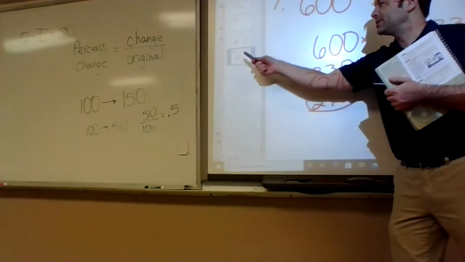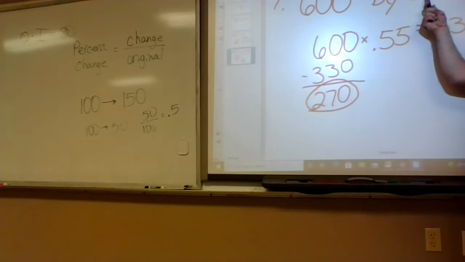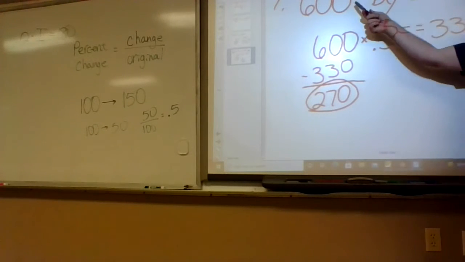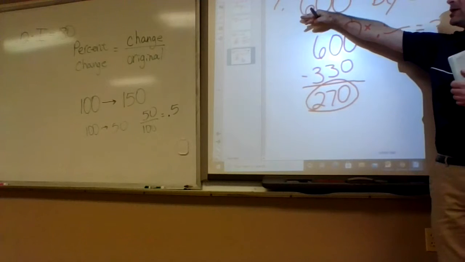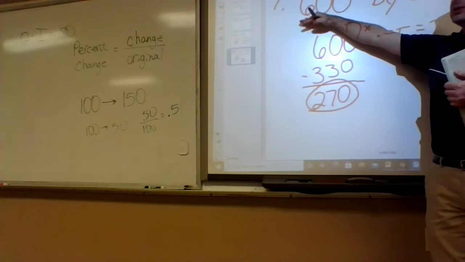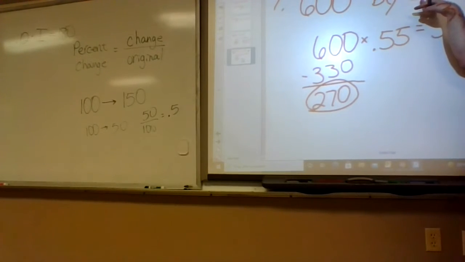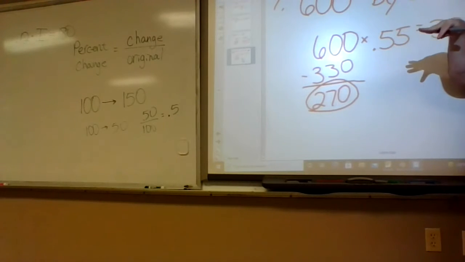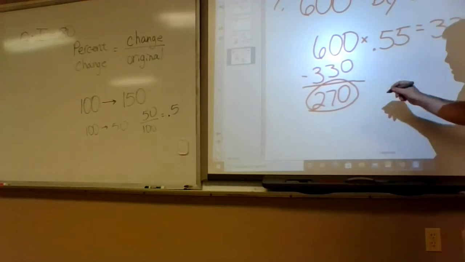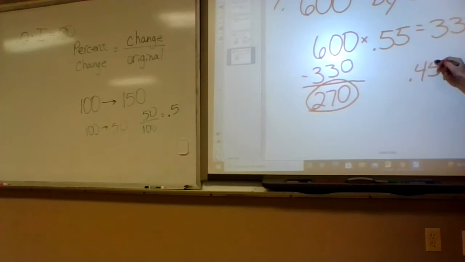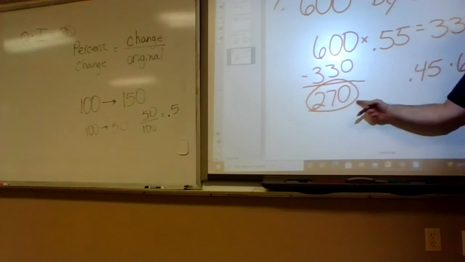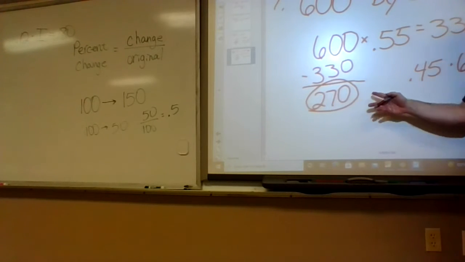Now on the decrease side, same idea. If I want to drop 600 by 55%, this is 100% of 600. So if I want to lose 55%, then what percent should I have remaining? If I want to lose 55%, 45. 45% should be remaining. So what I want is 45% of 600. And guess what that gives us? This thing right here. It's another way to do it.